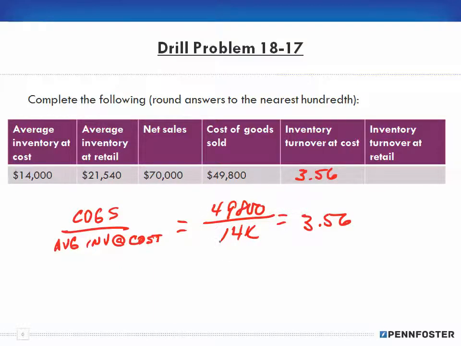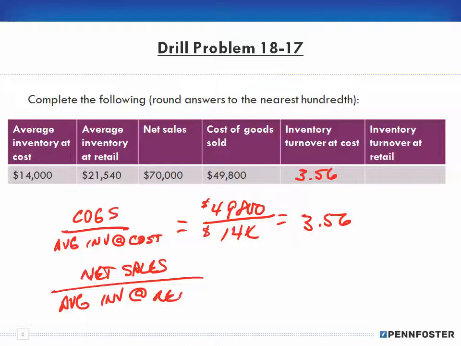That's our cost of goods sold, 49.8, and our average inventory is 14,000, so we turn that inventory over at cost 3.56 times. Now, for the at retail, it's our net sales over our average inventory at retail. Again, notice the two formulas. Think about what they're doing, and just notice the differences. And that's how you learn it.